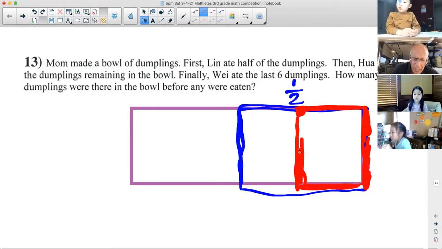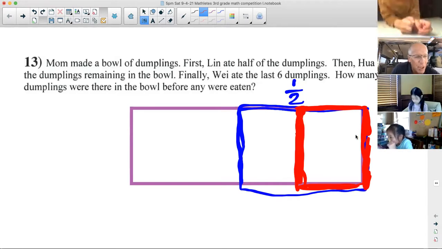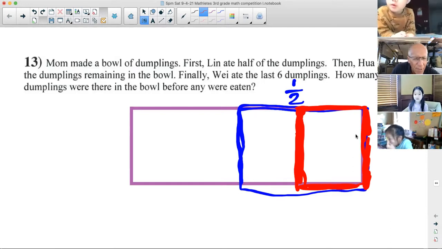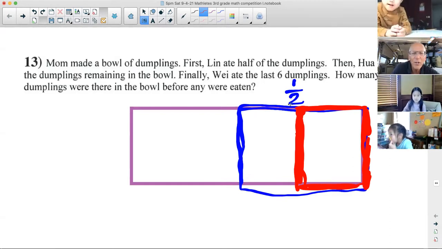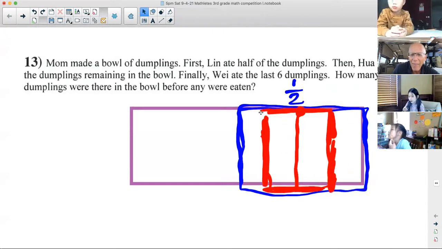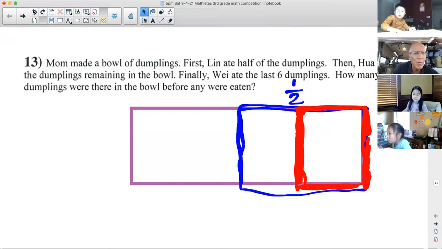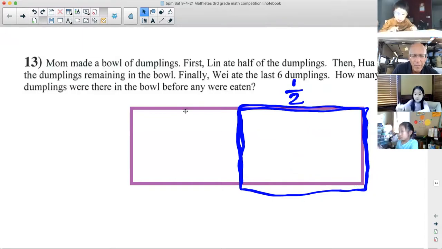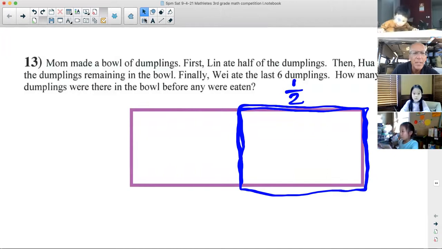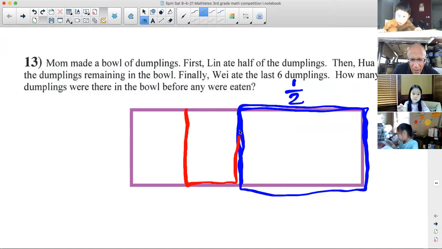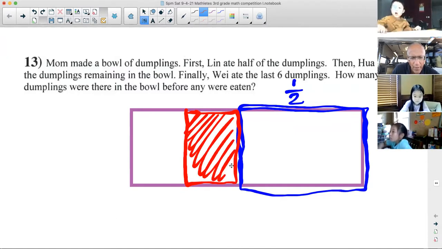What we're doing right now is talking about how to represent with a picture that first Lynn ate half the dumplings, and then Hua ate half of the remaining dumplings. So really what we've got here is half the dumplings have been eaten, and then another half were eaten by Hua. So we can almost color those in, and we can color in the blue one.